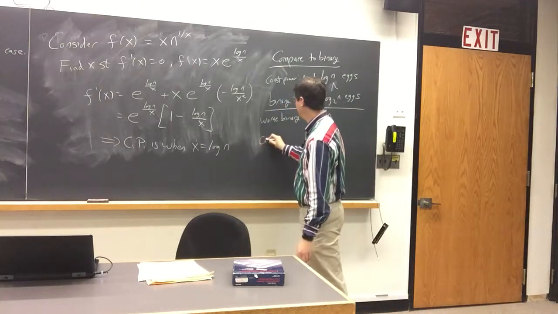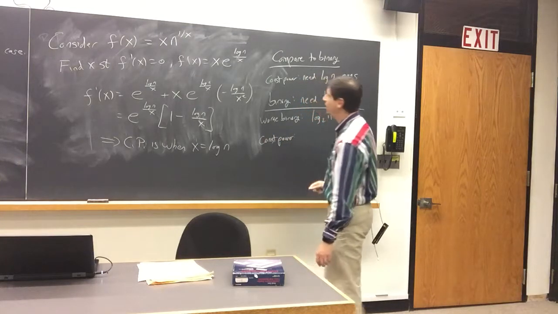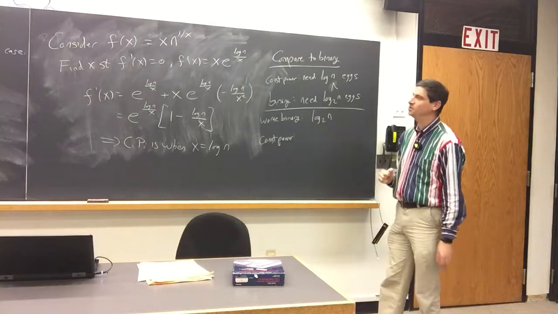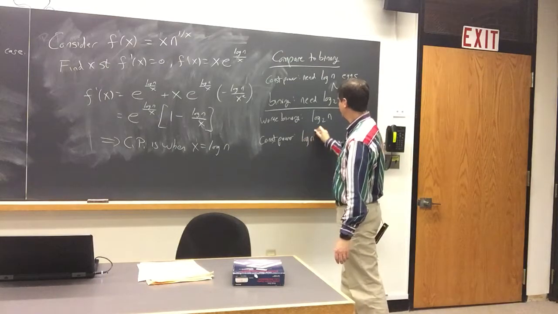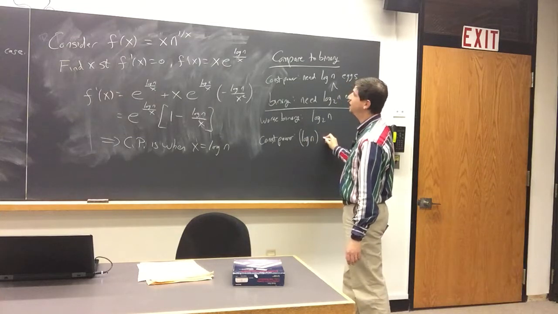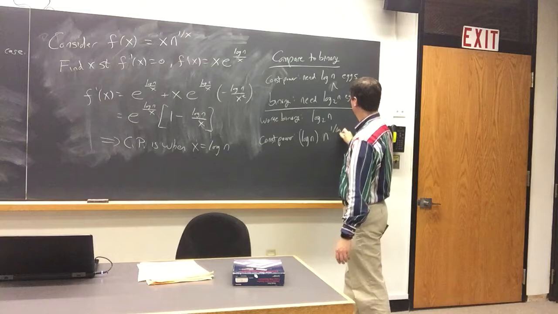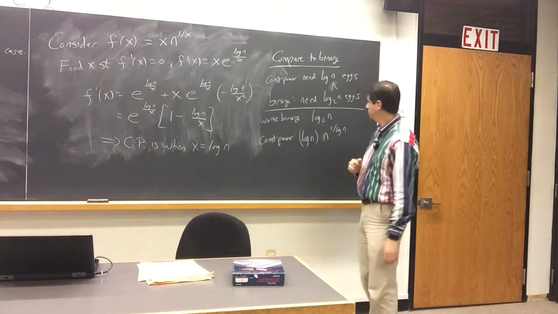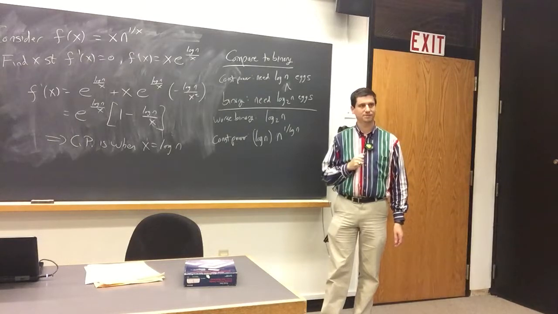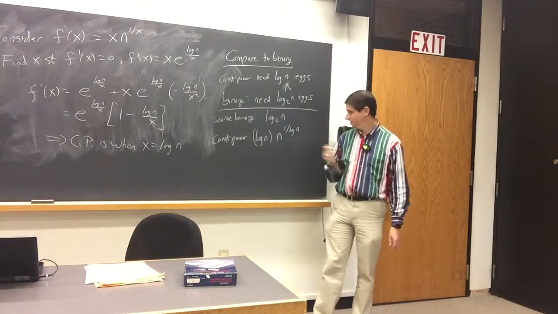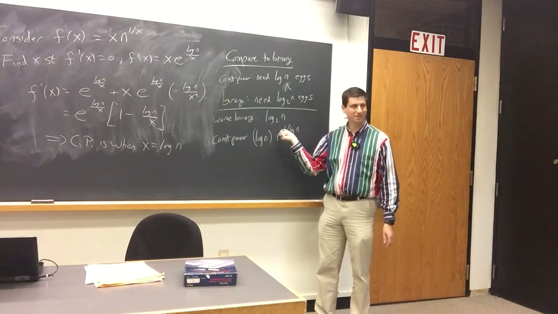And then the constant power, we now have k n to the 1 over k. So we're going to have the log of n times n to the 1 over log of n. Anybody know what n to the 1 over log of n is? Yeah, because you write n as e to the log n.